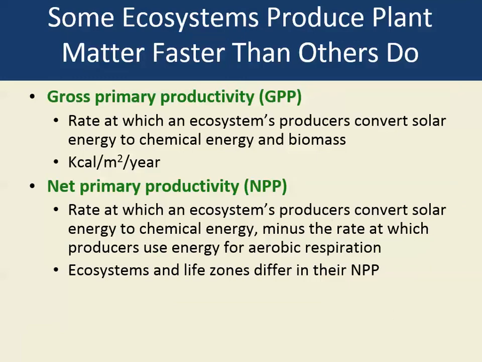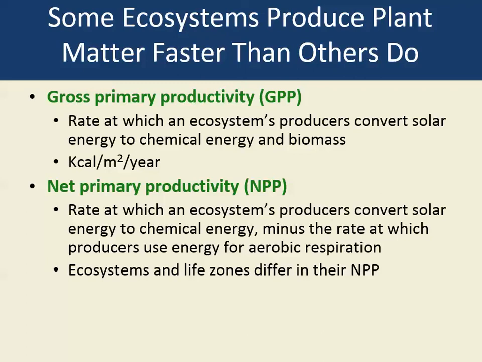Now, one of the things we're going to be talking about in here is the production of plant matter. There are two metrics at which we talk about the production of plant matter: gross primary productivity, and net primary productivity. Gross primary productivity, gross means just everything: the rate at which an ecosystem's producers convert solar energy to chemical energy and biomass. So it's just how much energy is being produced by the ecosystem's producers.